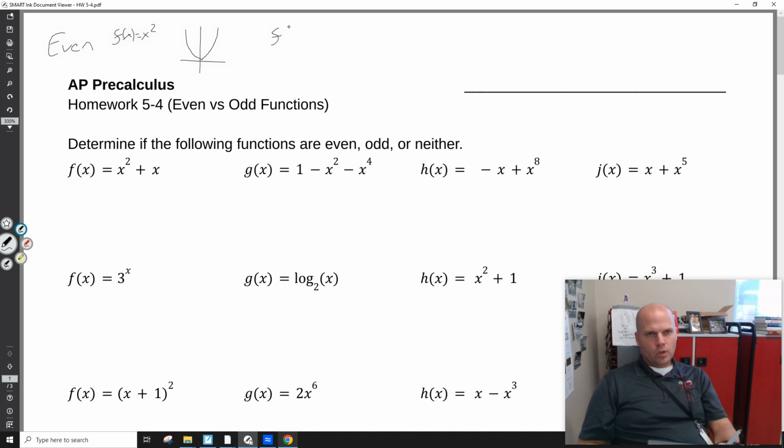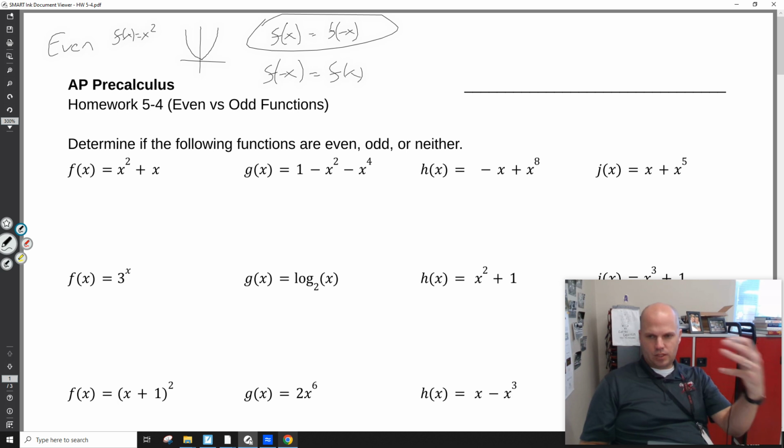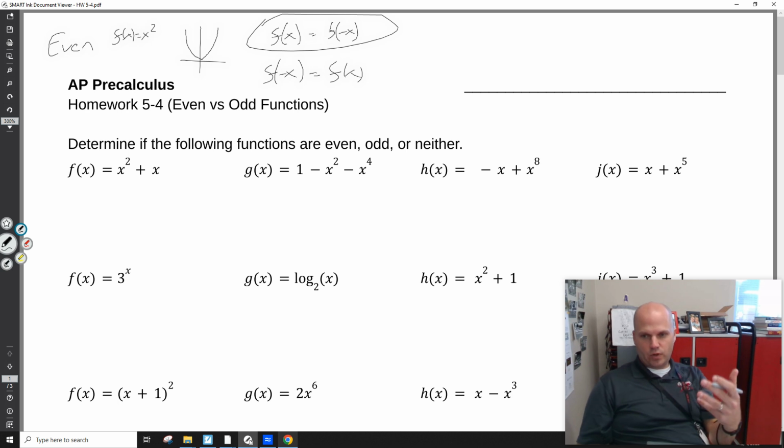Or if you take the opposite of an x, you're going to get the same as the positive x, or vice versa. We'll be able to check to see if this is true by plugging in negative x into functions and seeing if we get the same as positive f of x.